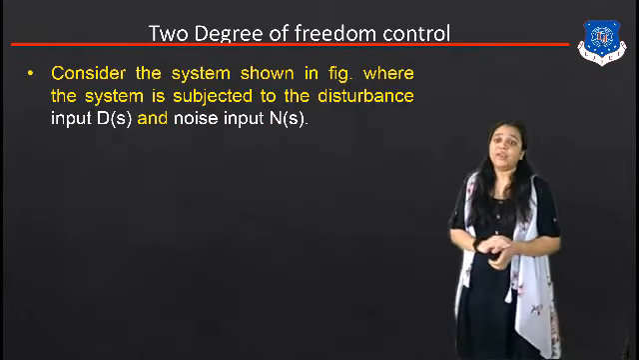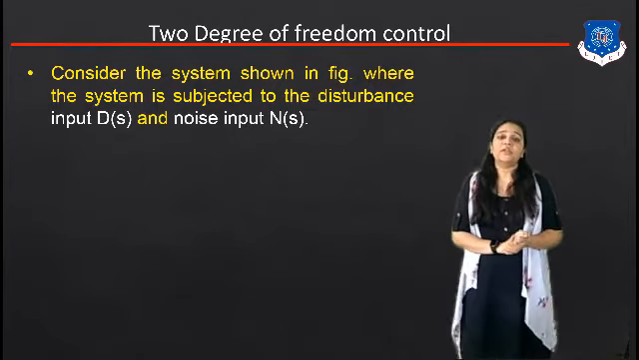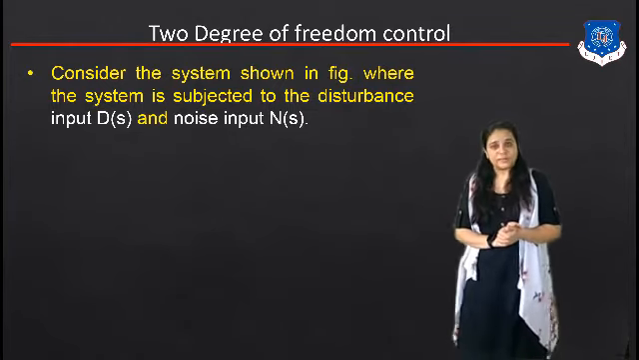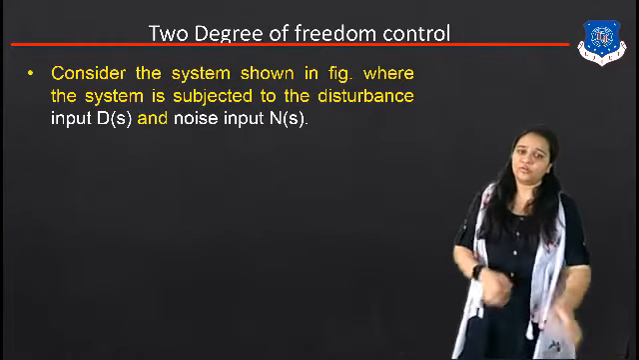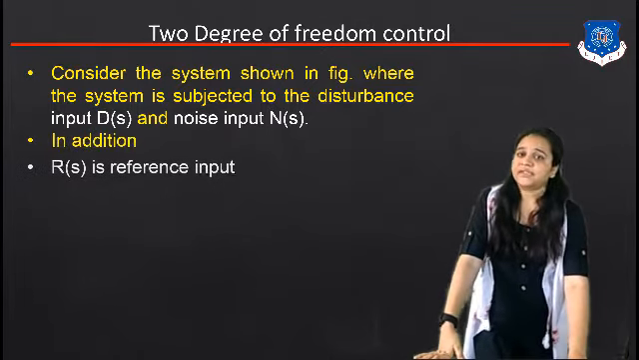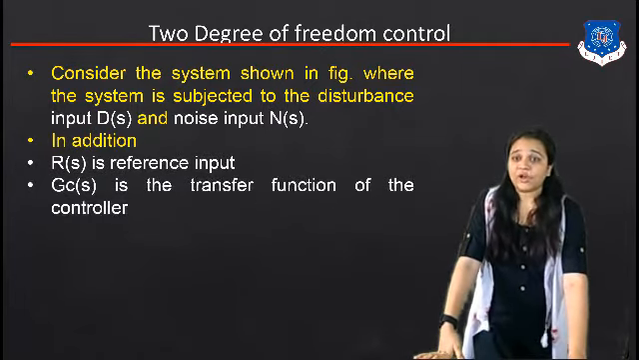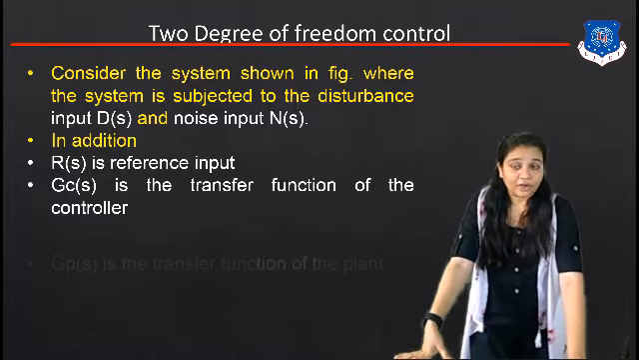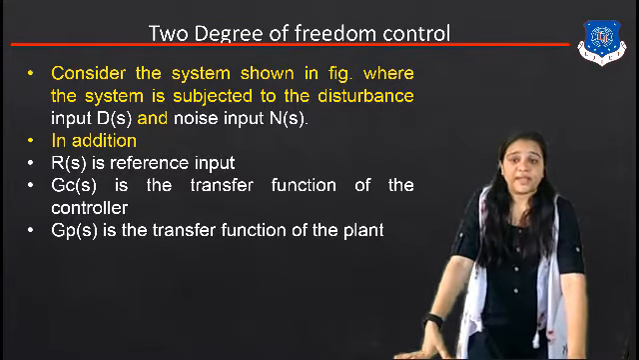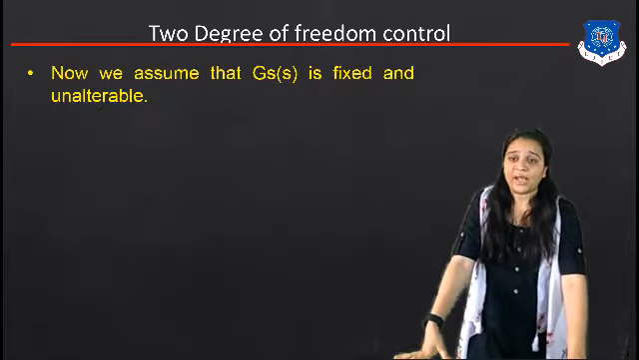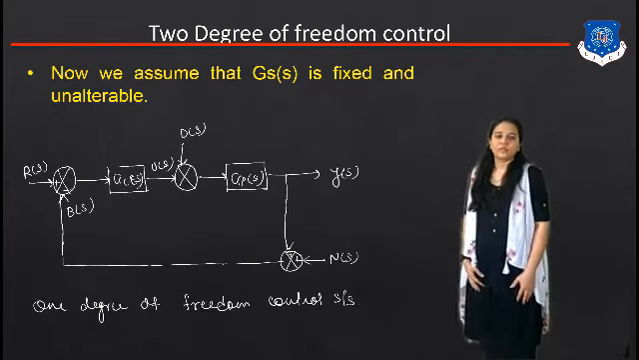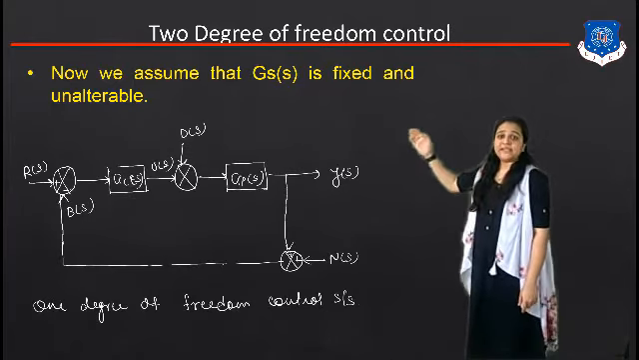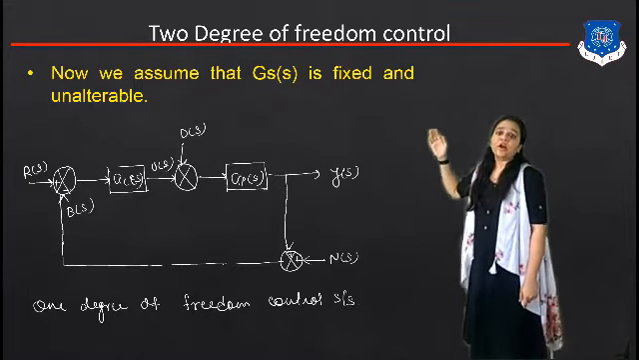For that, we have considered the system shown in the figure, where the system is subjected to the disturbance input D(s) and the noise input N(s). In addition, R(s) is the reference input and Gc(s) is the transfer function of the controller, and Gp(s) is the transfer function of the plant. Now we assume that Gp(s) is fixed and unalterable.